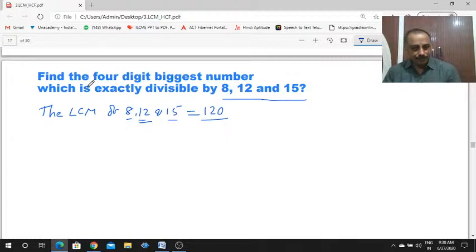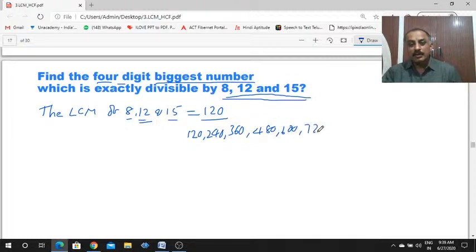But what is the question? Find the 4-digit biggest number which is exactly divisible by 8, 12 and 15. 120 is divisible by 8, 12 and 15. Not only 120, the multiples of 120: 240, 360, 480, 600, 720. These all are exactly divisible by 8, 12 and 15.